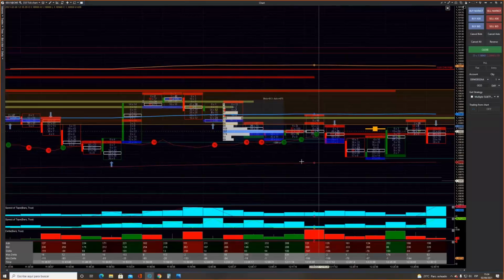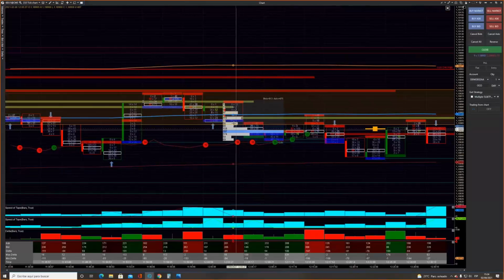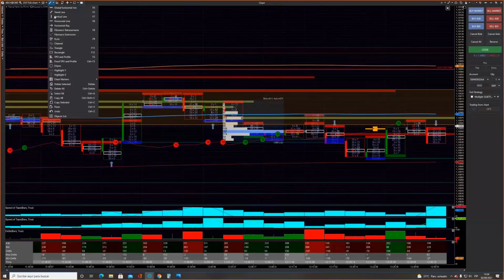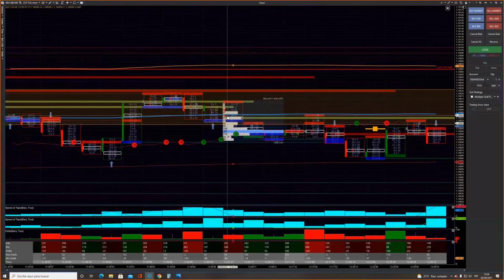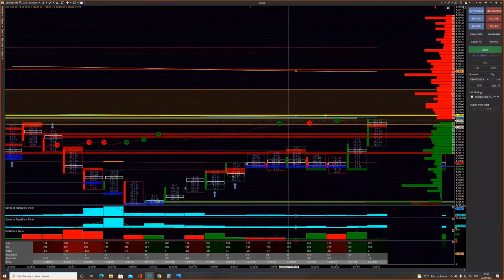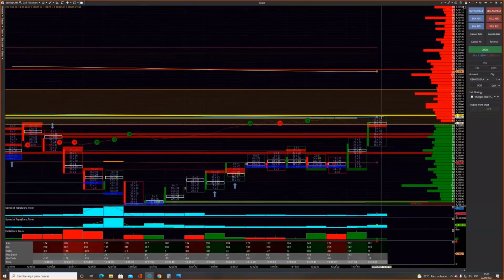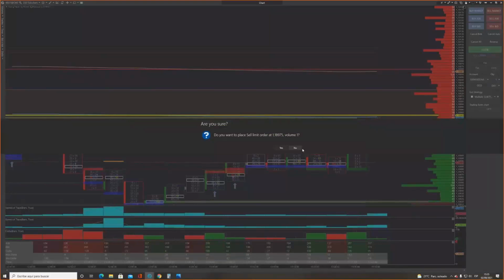Okay, what I like to look for in volume is where there's almost no volume. You can see here at this level it's only 5. So I like to highlight it. And you can see how close it is to the deviation right now. So I'm going to put a sell order here.